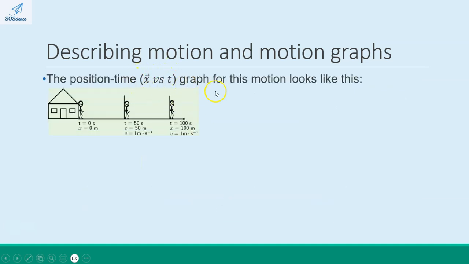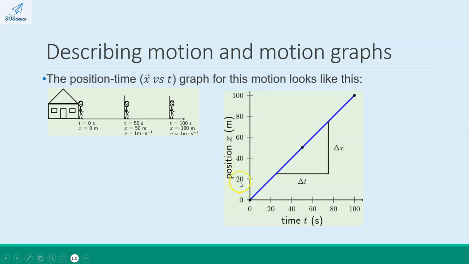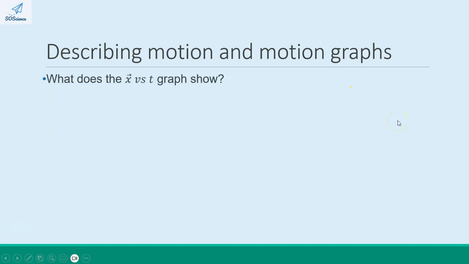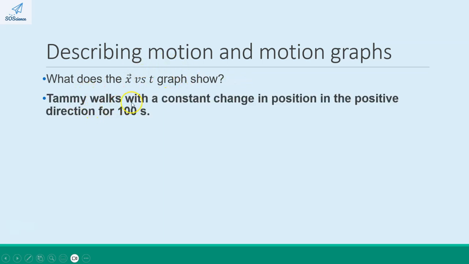So the position time graph for this motion will look like this. At time 0, her position is 0. And at exactly 50 seconds, her position is 50 meters. And at 100 seconds, her position is 100 meters. What does this x versus t graph represent? It shows us that Tammy walks with a constant change in position in the positive direction because the graph has a positive gradient for 100 seconds.